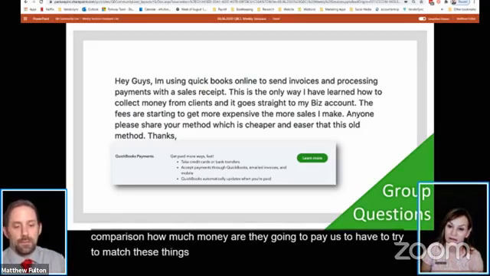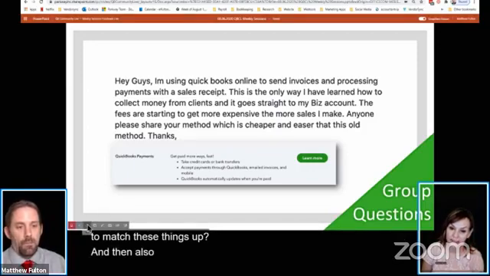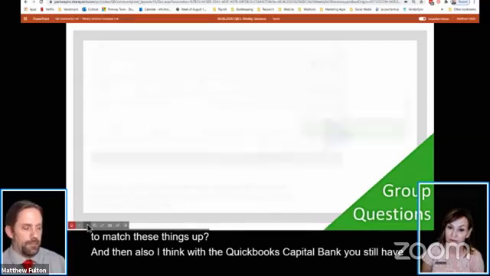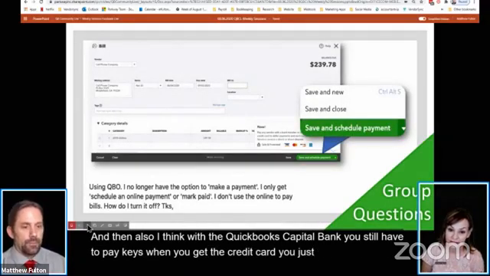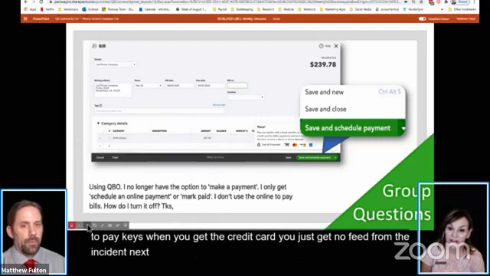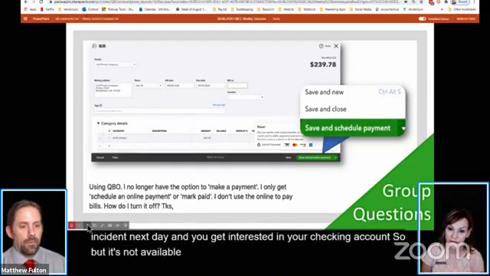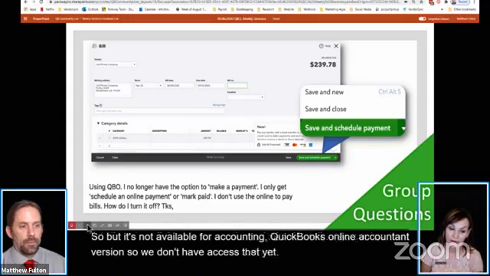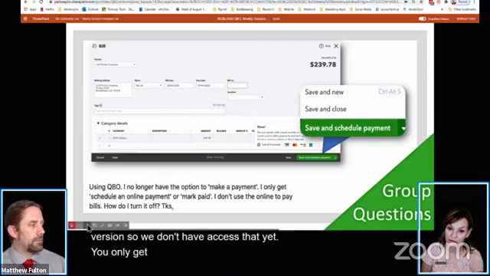Yeah. And I think with the QuickBooks Capital Bank, you still have to pay fees when you get the credit card merchant. You just get no fee for the instant next day deposit, and you get interest on your checking account. But it's not available for accountants in the QuickBooks Online Accountant version, so we don't have access to that yet. Only your clients can get it, but you don't have access. Yeah, they like to do that.